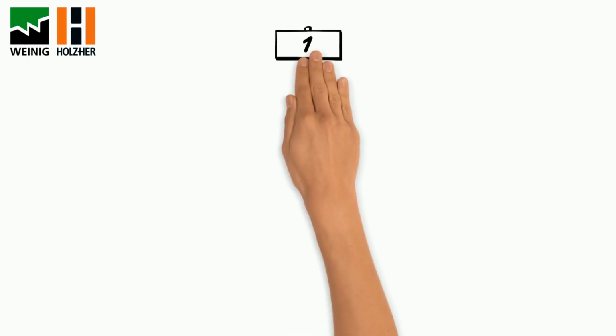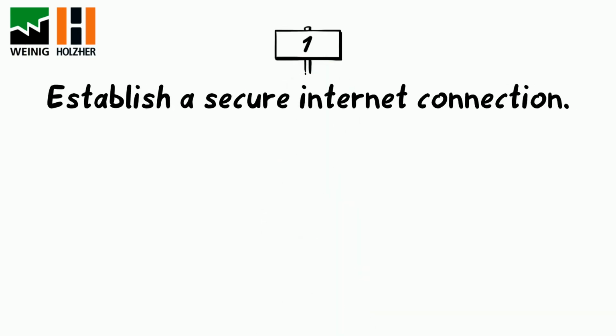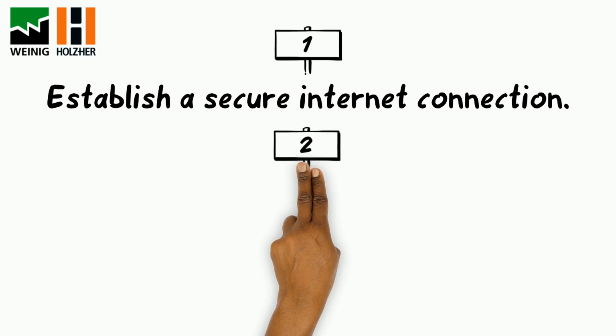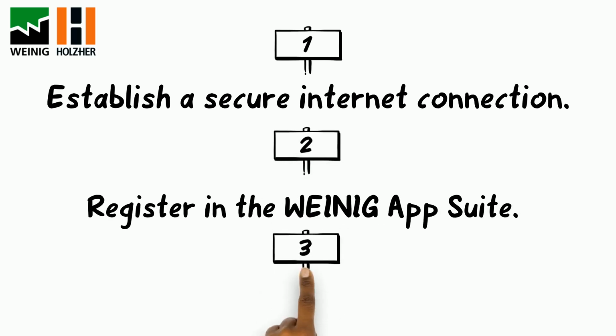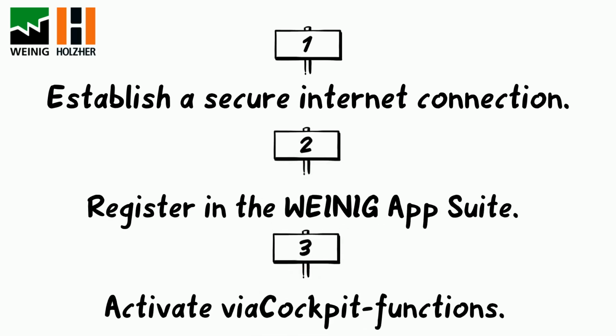To summarize, here are the steps to get started easily using the viaCockpit features of the WEINIG App Suite. First, establish a secure internet connection to your machine. Second, register in the WEINIG App Suite. And third, request the activation of the viaCockpit functions.